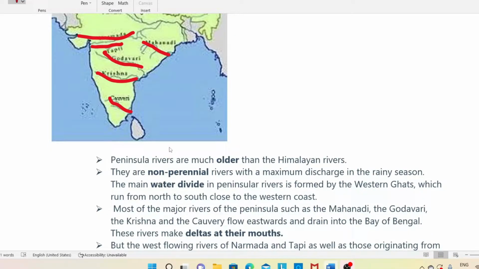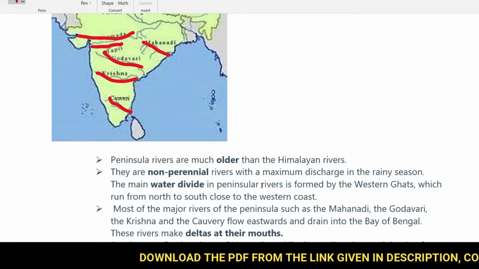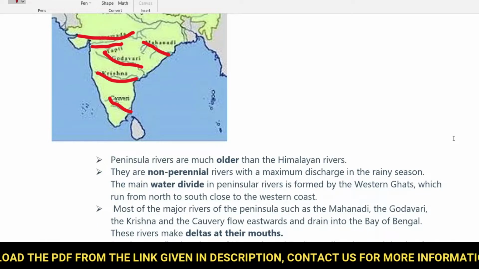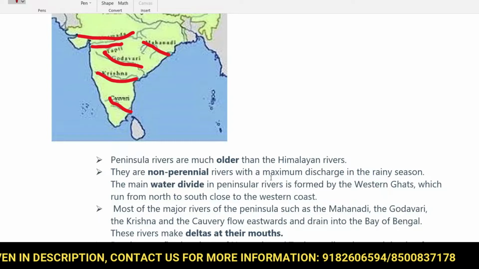What is their importance? Peninsular rivers are much older than the Himalayan rivers. Very important point. They are non-perennial rivers with maximum discharge in the rainy season. The peninsular rivers are non-perennial rivers with maximum discharge only in the rainy season.